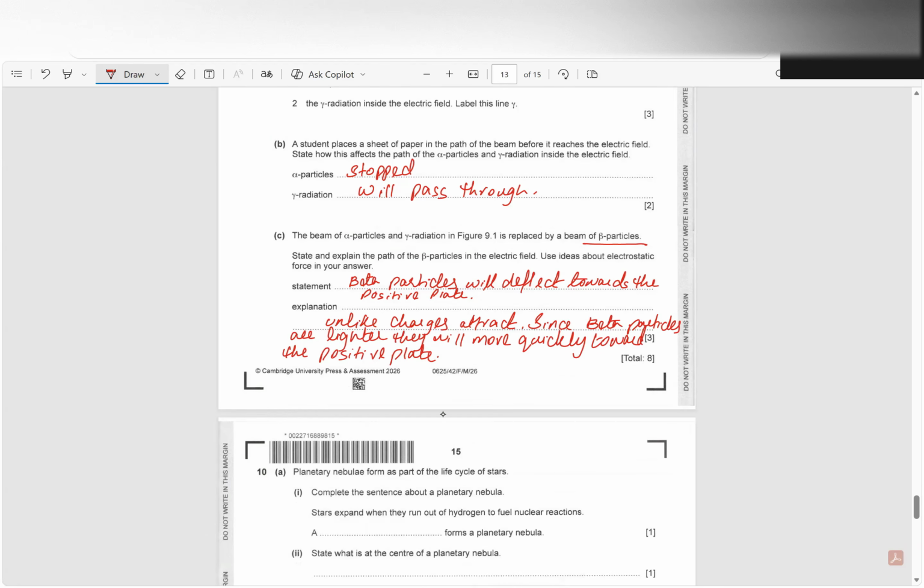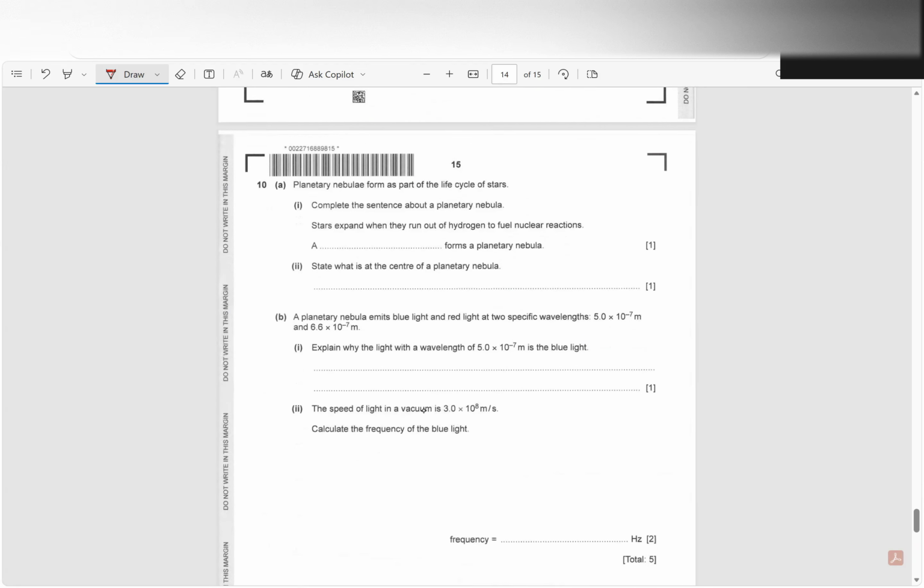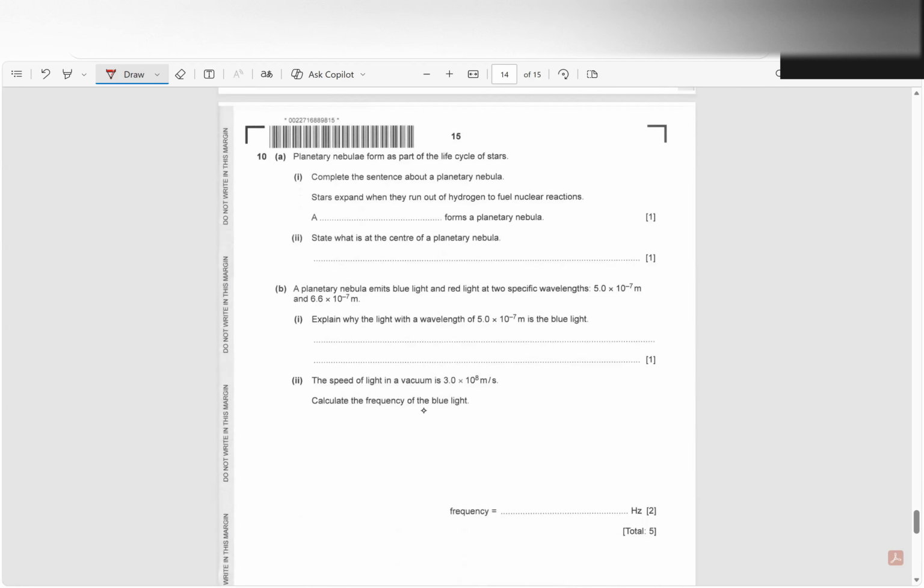Moving on, guys. Now we have question number 10, and let's look into this question as well. Question number 10 says a planetary nebula forms as part of the life cycle of stars. Complete the sentence about the planetary nebula. Stars expand when they run out of hydrogen to fuel nuclear reactions. A dash forms a planetary nebula.